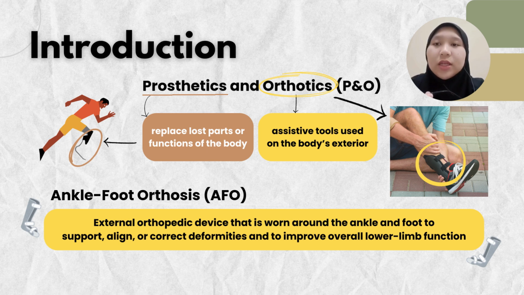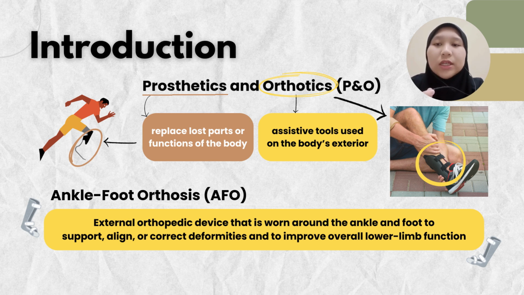Now, let's begin with an introduction to ankle foot orthoses, or AFOs, and their clinical relevance. First of all, what are prosthetics and orthotics? Any internal or external device that replaces lost parts or functions of the neuroskeletal motor system is referred to as a prosthetic. On the other hand, orthotics refers to assistive tools used on the body's exterior to reduce pain or boost the functionality of the limbs. One commonly used orthotic device is the ankle foot orthosis.